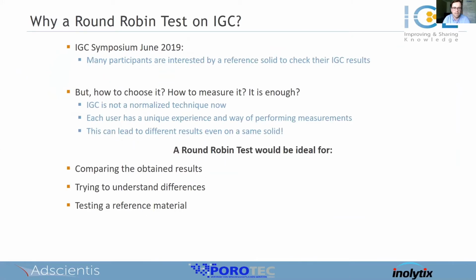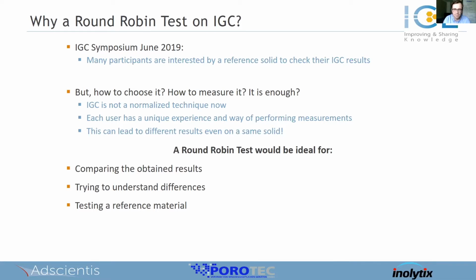During our last IGC Symposium 2019 in Cologne, an open discussion highlighted the need to prove the reliability and robustness of IGC. In particular, the use of a reference material was mentioned, but this was not the first time that such a discussion was occurring. The reason was quite simple. For IGC, we have no reference, no standard, no normalized data explanation, no standard analysis.